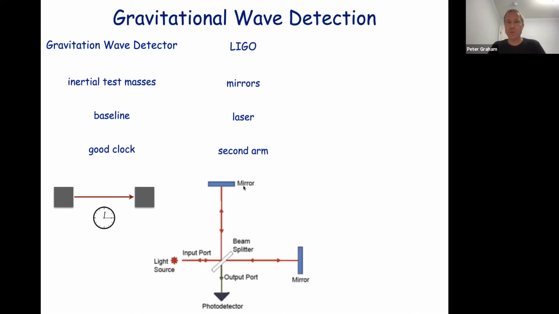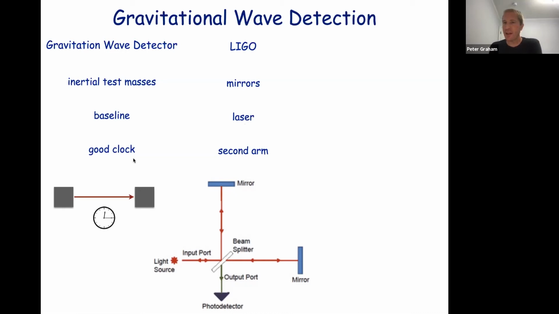Okay, now I would say that LIGO more or less works this way. Its inertial test masses are its mirrors, and they work super hard to vibration isolate them, etc. So they're free floating. And then you send a laser between them. Here's this laser interferometer set up for LIGO. So the inertial test masses are provided by the mirrors, the baseline is provided by the laser.